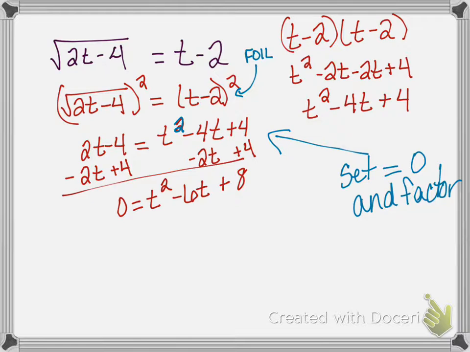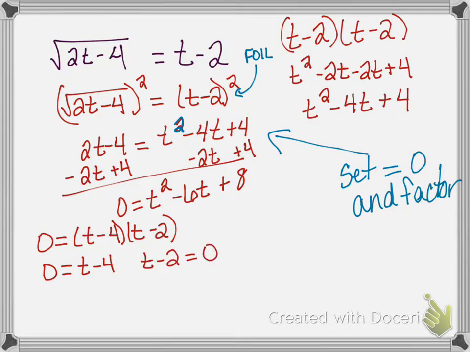Can that be factored? Yes, it can. It factors nicely. T minus 4 and t minus 2. Because negative 4 times negative 2 gives me positive 8. Negative 4 plus negative 2 gives me negative 6. So then I set each one equal to 0. And I get t equals 4 and t equals 2.